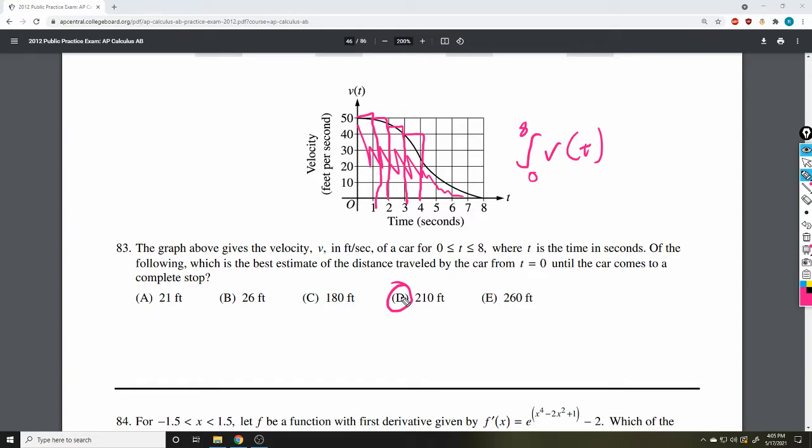You could also use a midpoint one from 0 to 2, and then from 2 to 4 and 4 to 6. That would be another good way to approximate it.